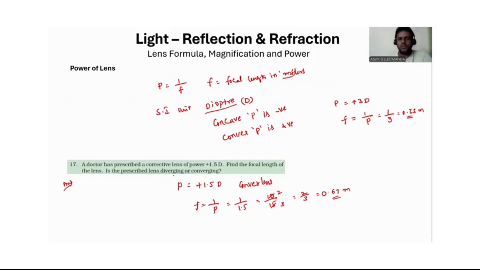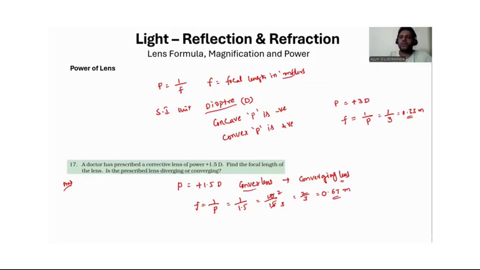And has he prescribed a diverging or converging lens? As this is a convex lens, this is a converging lens. And concave lens is a diverging lens. You know that, right, guys?